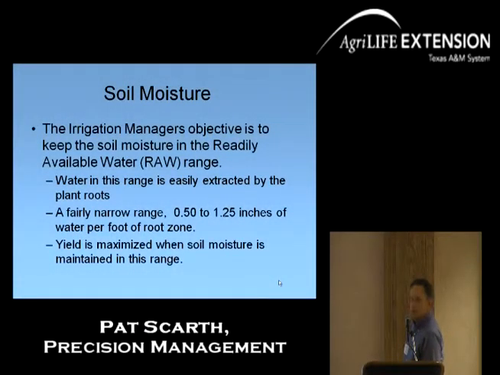And the idea is to keep it in the green. Water in this range is readily available to the roots, but it's a fairly narrow range. This is at only about a half inch per foot for real sandy soils, and for some of our heavier clay soils, it might be as much as 1.25 inches. But the yield is maximized when the soil moisture is kept in that range.